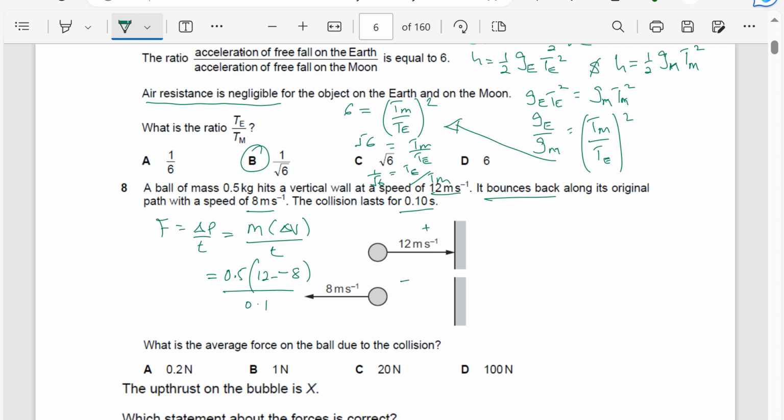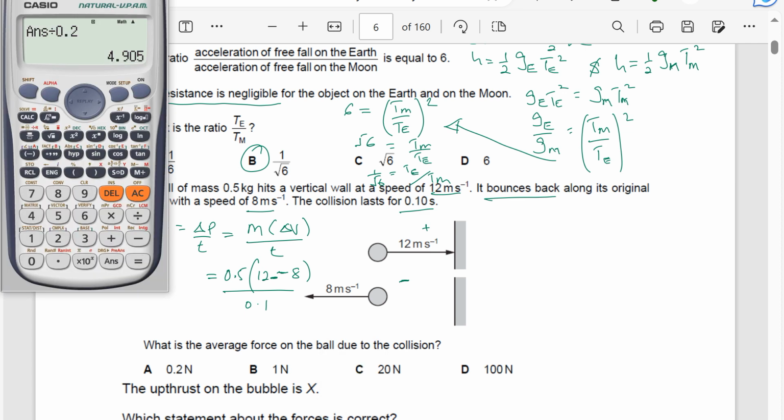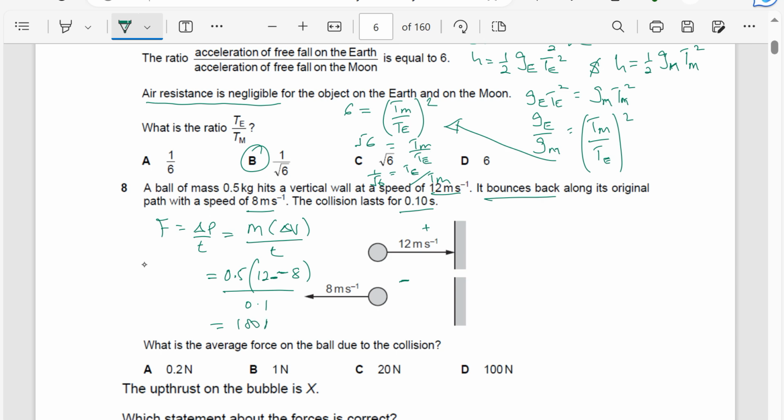I know that people will forget this minus because of the opposite direction. They will just say 12 minus 8. But 12 minus negative 8 becomes a plus. So this is going to be 0.5 times 20 divided by 0.1, which is 100. So this is 100 newtons, so the answer is going to be D.